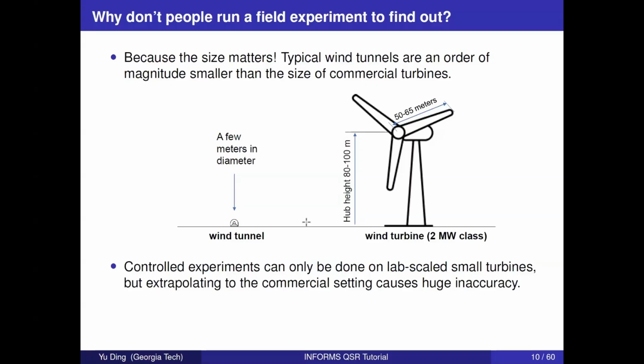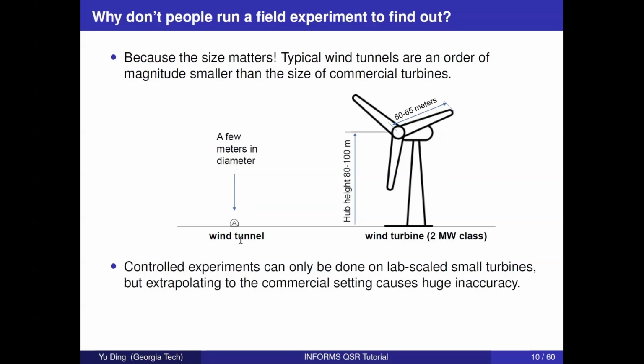Here I draw this picture. This is a very typical 2 megawatt class wind turbine, and the hub height is about 80 to 100 meters tall. The blade is about 50 to 60 meters long, right? And if you scale a 3-meter wind tunnel and you look at this little guy to your left, that's the wind tunnel, right? How can you press that whole thing into that tunnel?